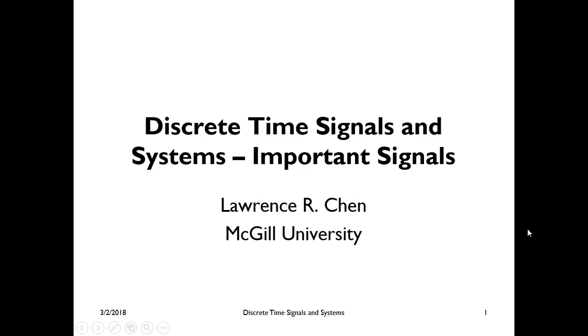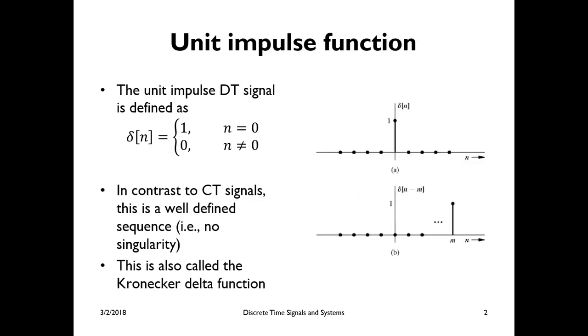In this video, we're going to take a look at different important discrete time signals. The first signal that we consider is the unit impulse function, denoted delta of n, and it's defined to be equal to 1 for n equal to 0, otherwise it's defined to be equal to 0. This is an illustration of the unit impulse function.